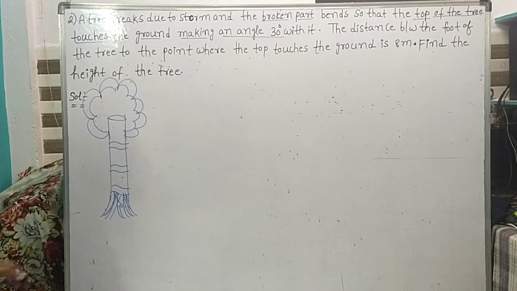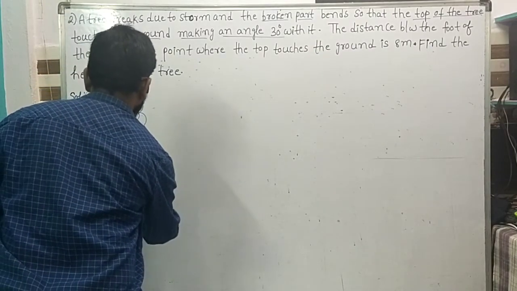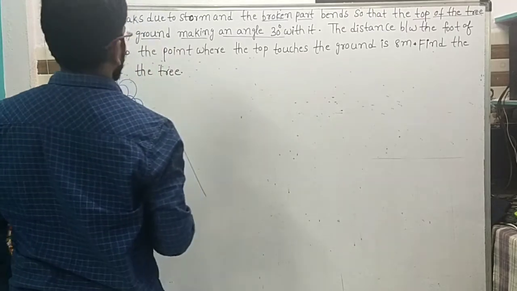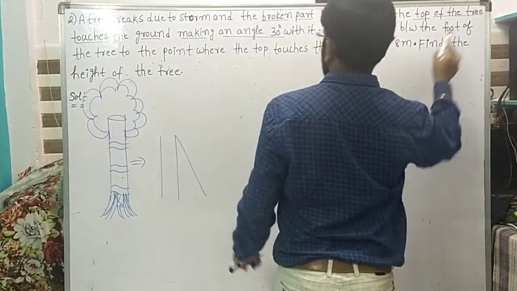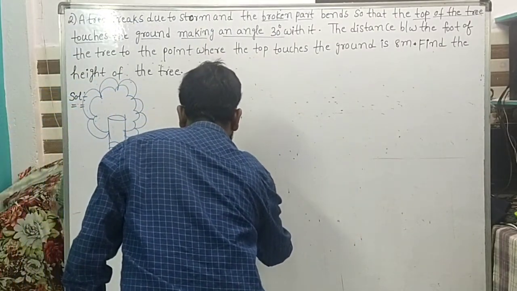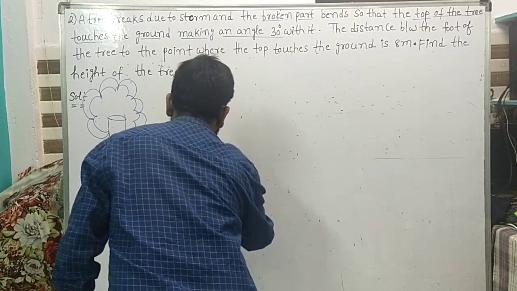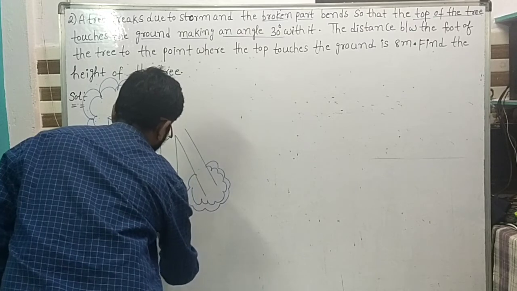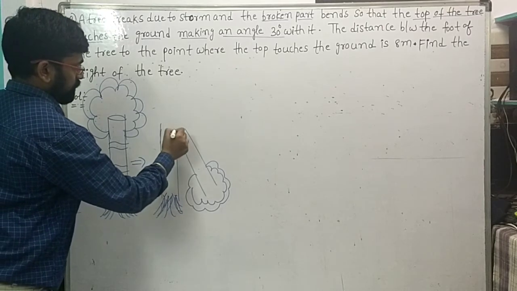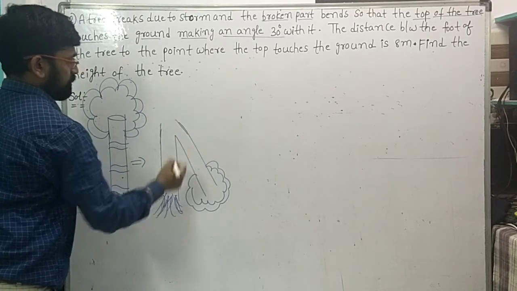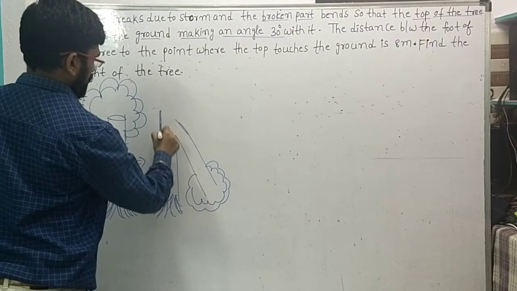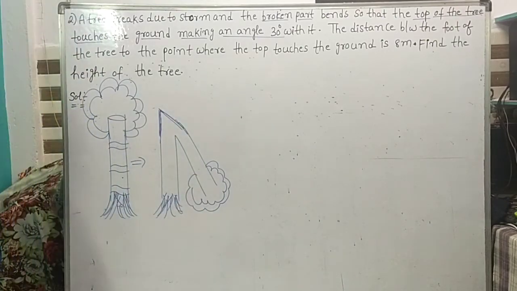The tree bends due to the storm. The broken part bends so that the top of the tree touches the ground, like this. The top touches the ground.